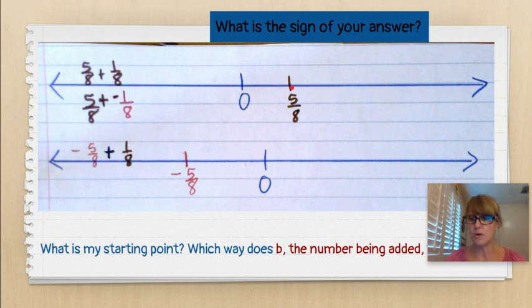5/8 plus negative 1/8 means you have to take 1/8 step backwards. So it's like regular subtracting. 5/8 minus 1/8, 4/8. Okay.